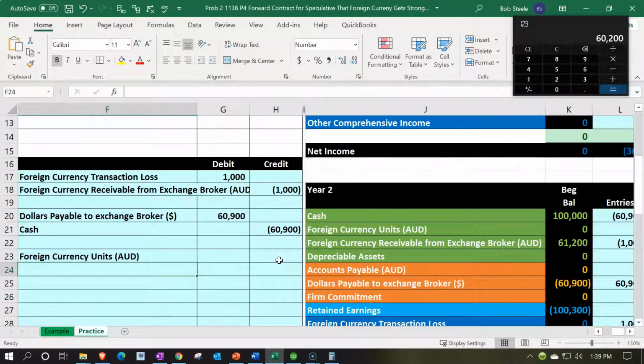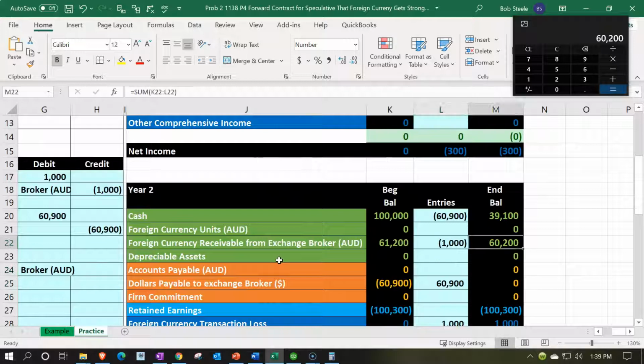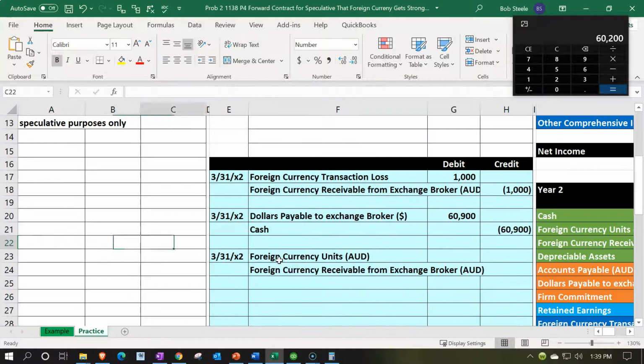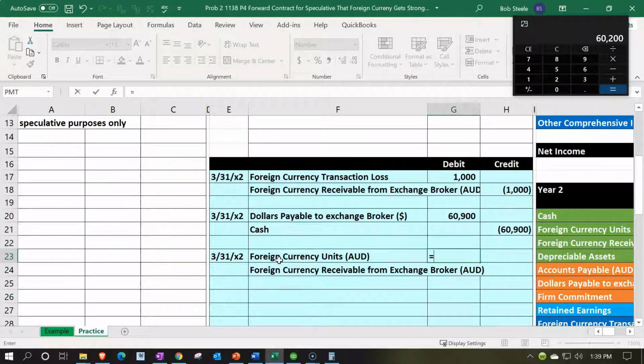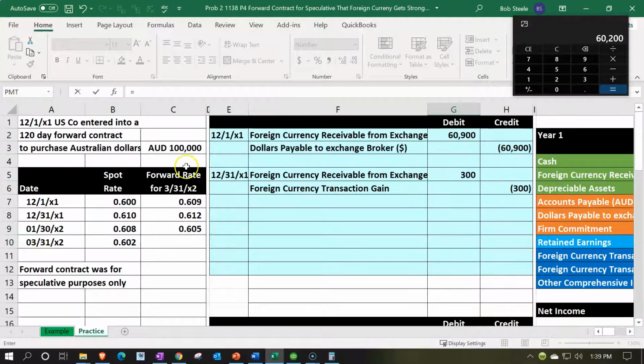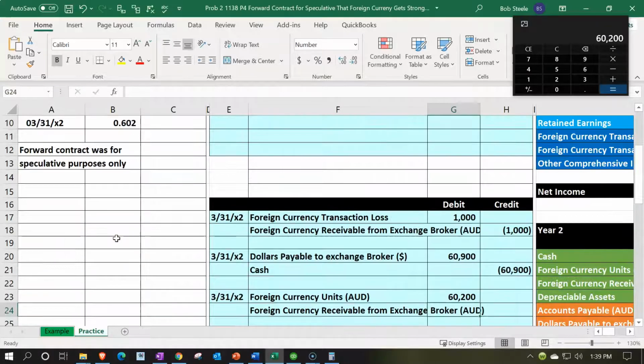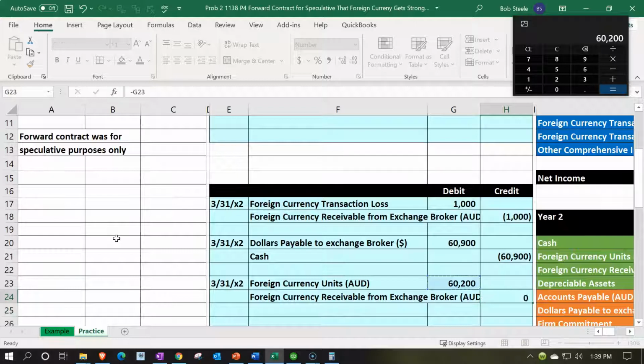And then the other side is going to be decreasing the receivable. Now we've already valued the receivable at the current exchange rate, the 60,200, which we can calculate over here again. It's simply going to be equal to the 100,000 foreign units, Australian dollars, we're actually going to get, times the current rate, which is today's spot rate. There's no speculation here because this is today's spot rate. So we're taking today's rate, and there it is, and that's going to be the debit and credit.